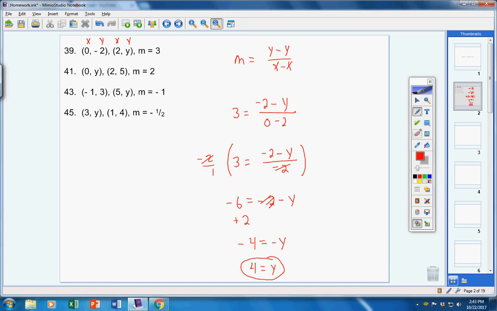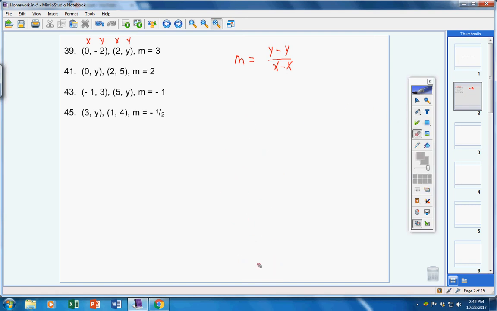Now, let's take a look at the next problem, okay? Number 41. Okay, m is 2. Your first y is y. Your second y is 5. Your first x is 0. And your second x is 2. There we go. So, let's simplify as far as we can.